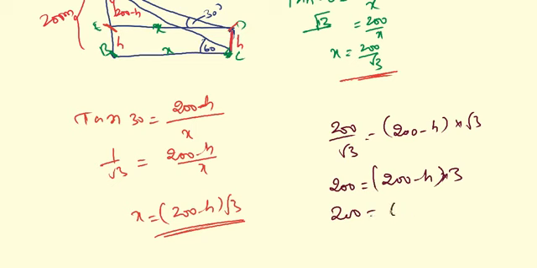So I am multiplying: 200 is equal to 600 minus 3h. Take this 3h here and 200 that side, so it will become 400. So 3h is equal to 400, so h is equal to 400 by 3, friends.